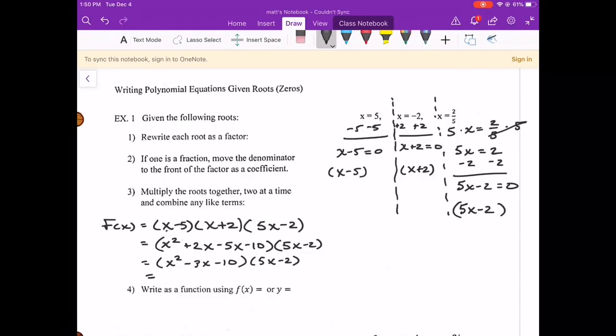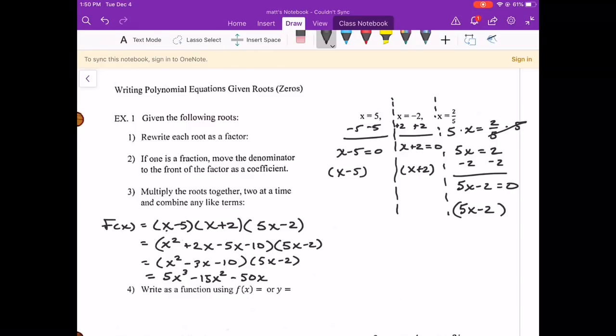Okay, so here we go. X squared times 5x is 5x to the third. Remember, you add the exponents when we multiply like bases. All right, 5x times negative 3x is negative 15x squared. And 5x times negative 10 is negative 50x.